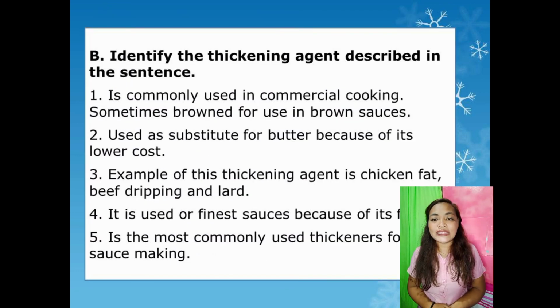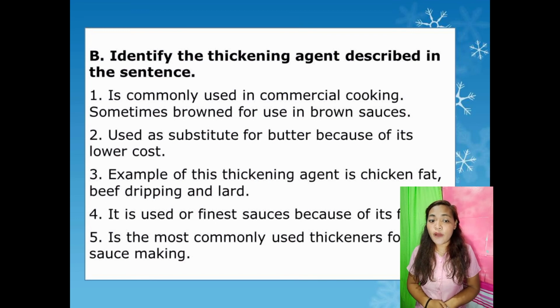Letter B, you have to identify the thickening agent described in the sentence. Number one, what thickening agent is commonly used in commercial cooking and sometimes browned for use in brown sauces? Number two, used as a substitute for butter because of its lower cost. Number three, examples of this thickening agent are chicken fat, beef dripping, and lard. Number four, it is used for the finest sauces because of its flavor. And number five, it is the most commonly used thickener for sauce making.